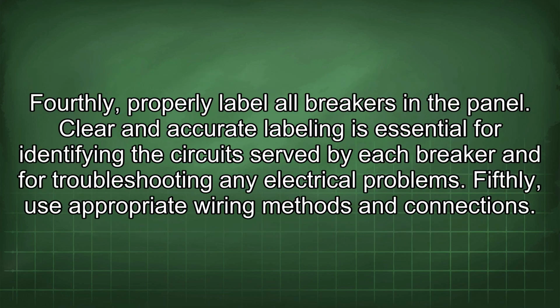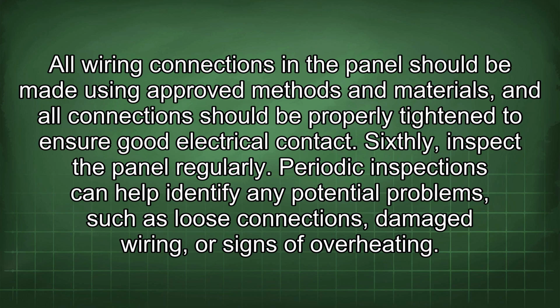Fourthly, properly label all breakers in the panel. Clear and accurate labeling is essential for identifying the circuit served by each breaker and for troubleshooting any electrical problems. Fifthly, use appropriate wiring methods and connections. All wiring connections in the panel should be made using approved methods and materials, and all connections should be properly tightened to ensure good electrical contact. Sixthly, inspect the panel regularly. Periodic inspections can help identify any potential problems such as loose connections, damaged wiring, or signs of overheating.